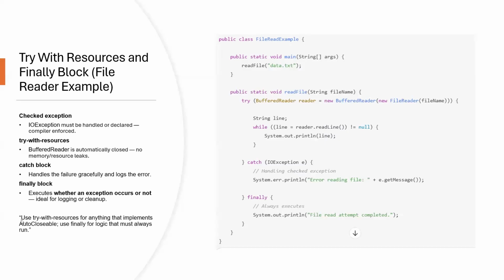So here, use try with resources for anything that implements an AutoCloseable interface. So basically anything that has reader or writer in the class name. Use finally for logic that must always run. Okay.